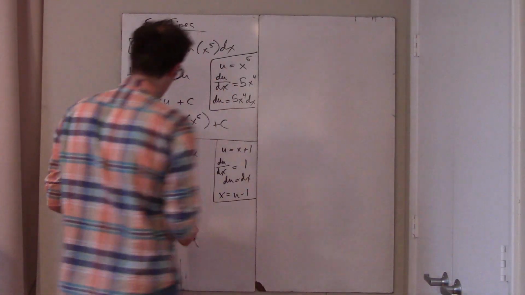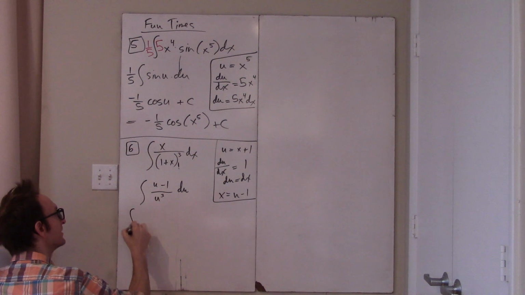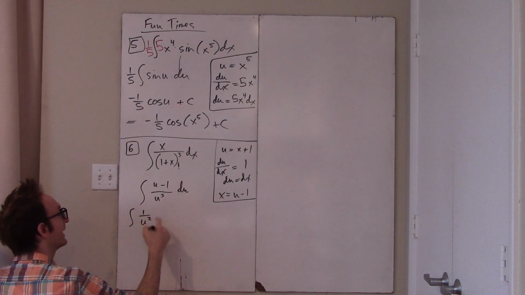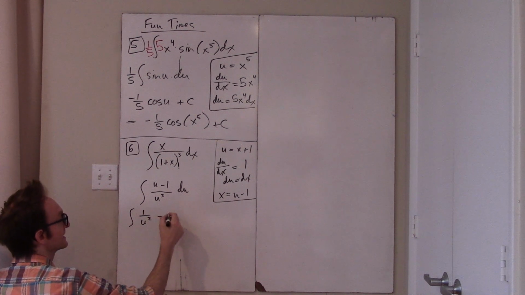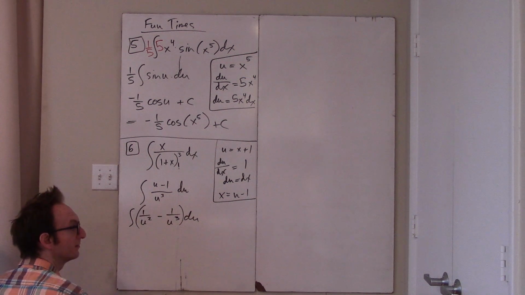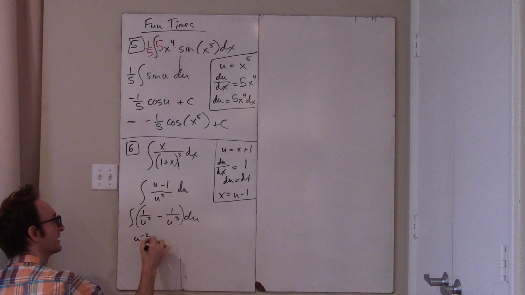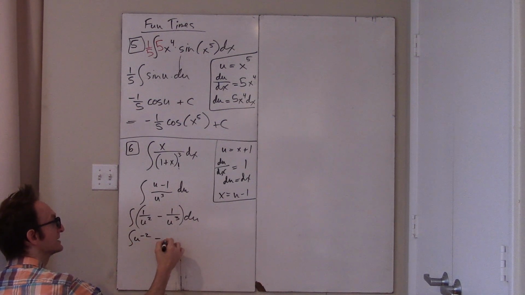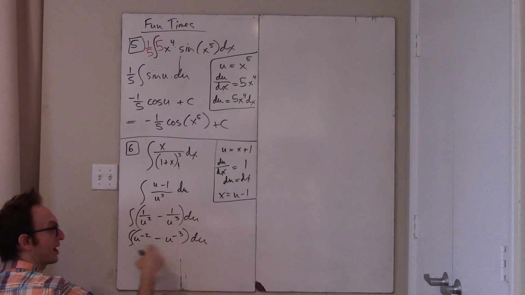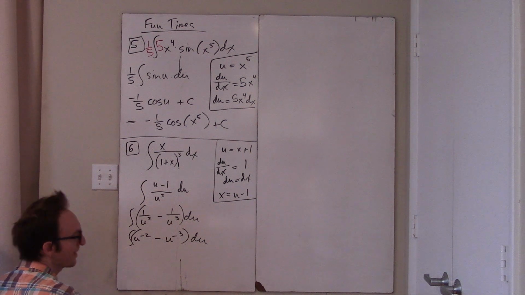and that means that I can split this up into the antiderivative of 1 over u squared minus 1 over u cubed. And that's just good, because this is just u to the negative 2 minus u to the negative 3. And these things are easily antidifferentiable. I'm really splitting this up into two antiderivatives, but I'm not bothering to write it.